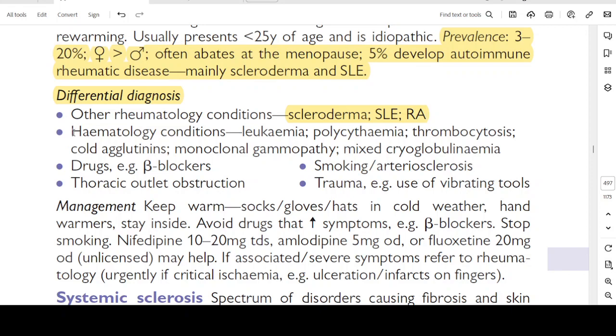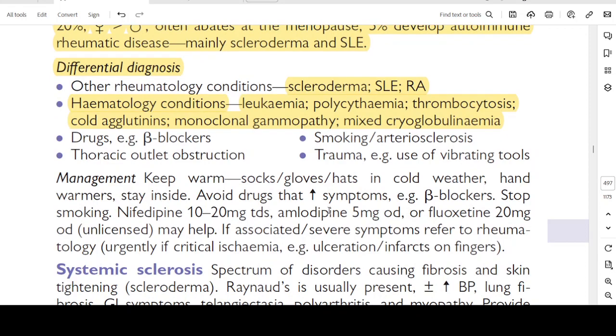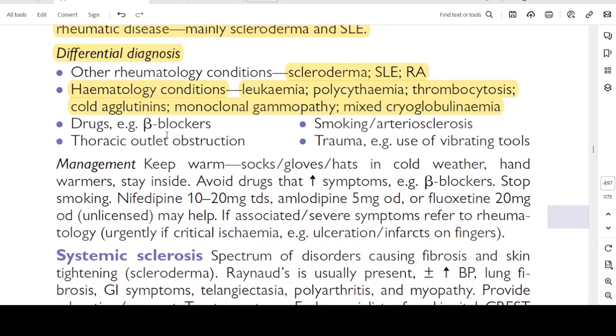Hematology conditions like leukemia, polycythemia or thrombocytosis, cold agglutinins, monoclonal gammopathy and mixed cryoglobulinemia. Drugs like beta blockers, smoking, arteriosclerosis, thoracic outlet obstruction, trauma, use of vibrating tools.